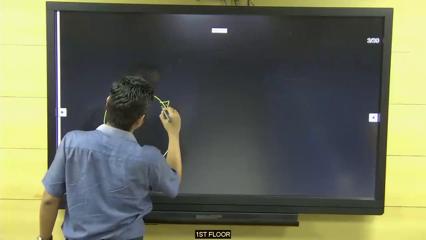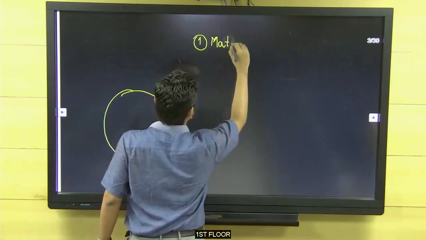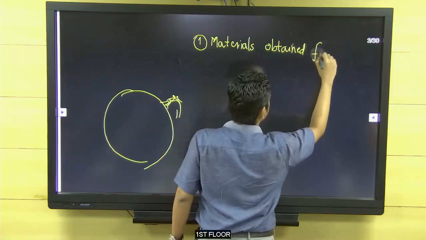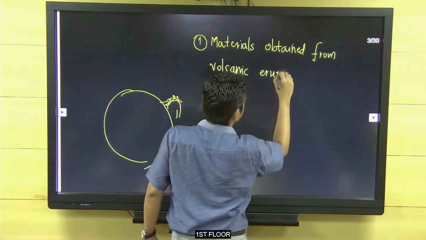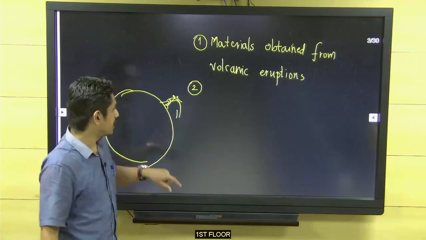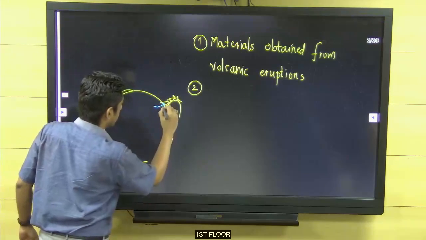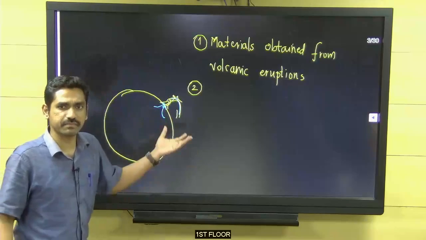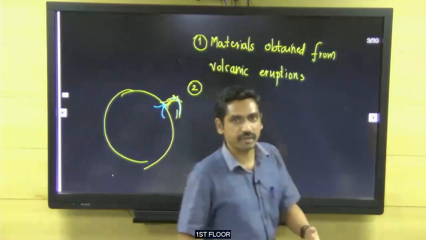Source number one: materials obtained from volcanic eruptions. Think about this. If it's not possible for you to really go inside the interior, then no problem. Materials are already getting thrown out whenever there are areas of volcanic eruption. So you collect these materials and try to understand their composition, a simpler method. The second one is again driven by mineral exploration.